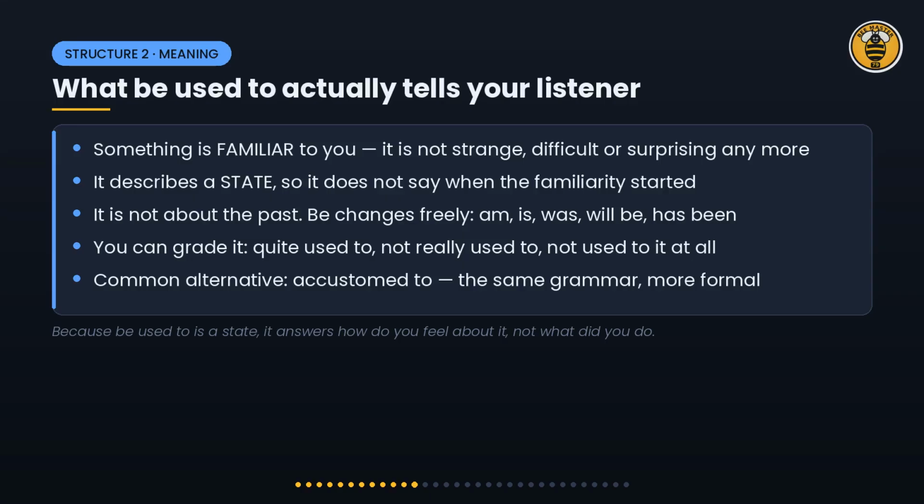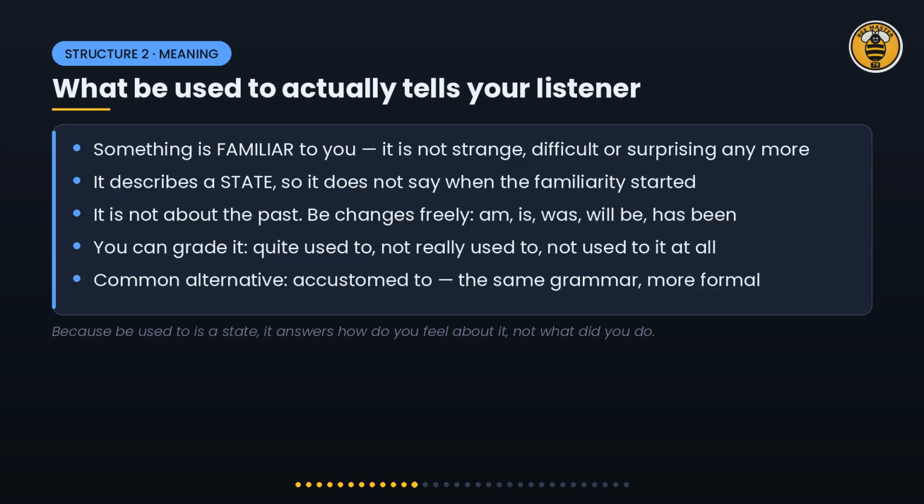So what does be used to tell your listener? It says this thing is familiar to me. It is not strange or difficult or surprising anymore. It describes a state, which means it does not tell us when that familiarity began, only that it exists.